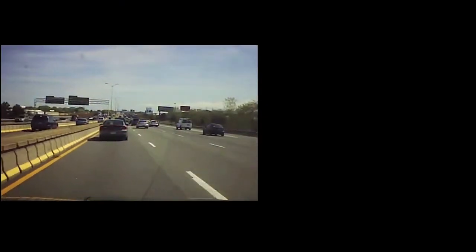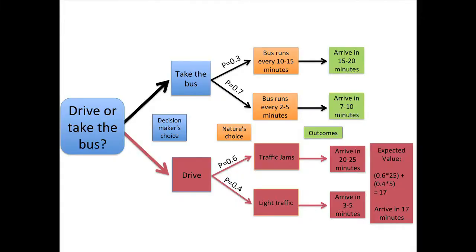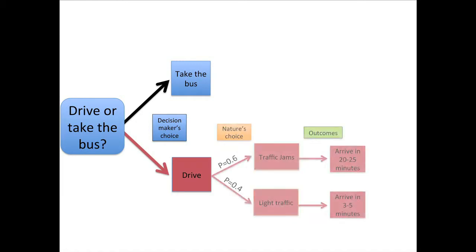In our case, it's the time it takes to get to school or work when you're driving or when you're taking the bus. The way you calculate the expected value for a given decision is to multiply the probability of each branch along the pathway to its endpoint, and then to sum the results up over all pathways within that decision.